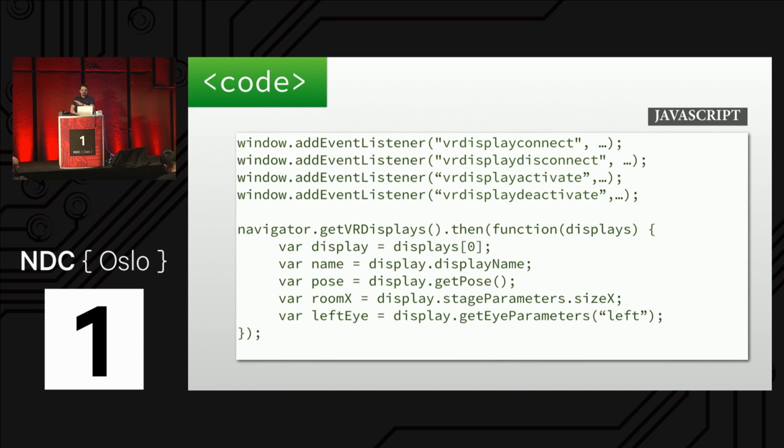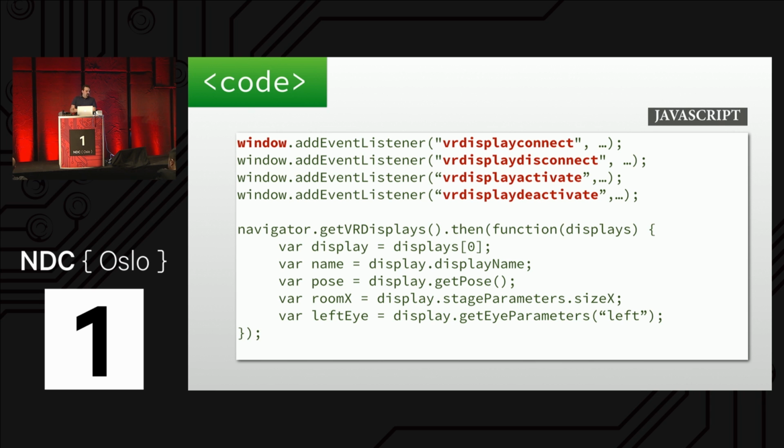This is the first version, not the 2.0. Okay? So just to give you an idea of what you have available. For example, you have some events available for VR. For example, when you connect the device, when you disconnect the device, we're talking about the headset, okay? When that device is activated or deactivated.